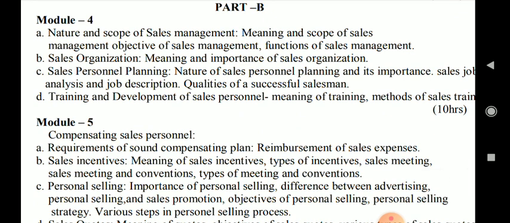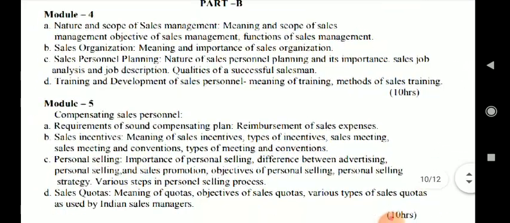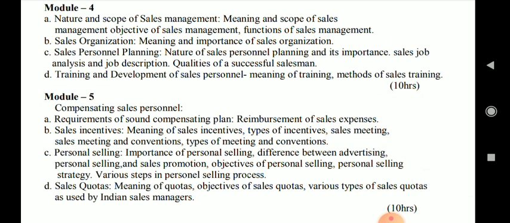Module number 4 talks about the nature and scope of sales management: its meaning and scope, objectives of sales management, and functions of sales management. Then sales organization, that is how your sales department or your sales organization will be, that is, the meaning and importance of sales organization. Then sales personnel planning, which talks about the HR perspective of sales, how you recruit salespeople, the nature of sales personnel planning and its importance.